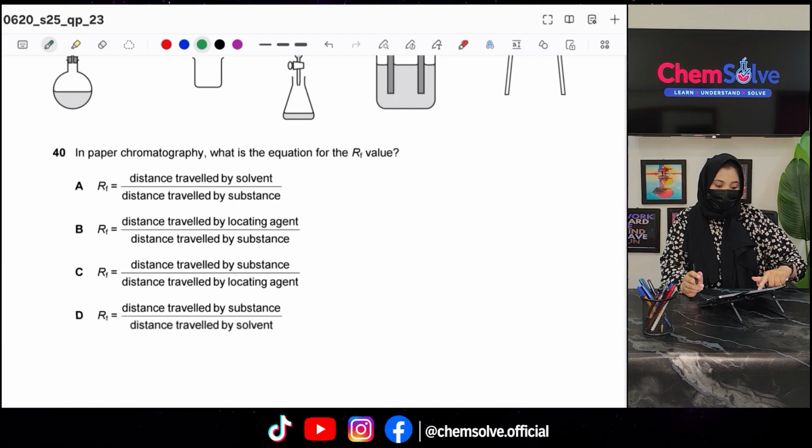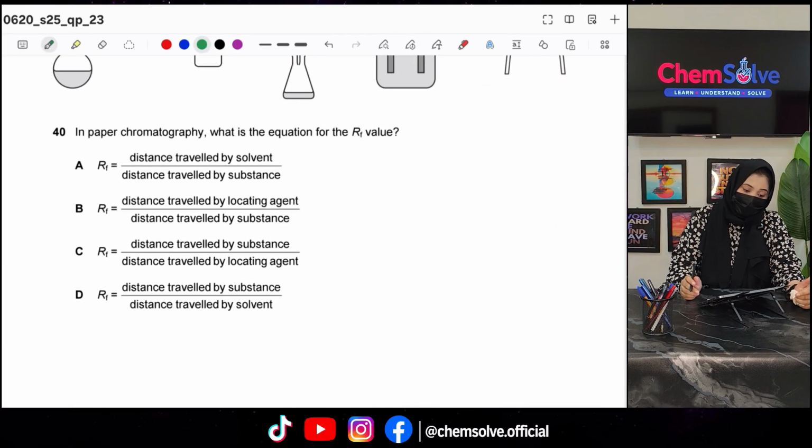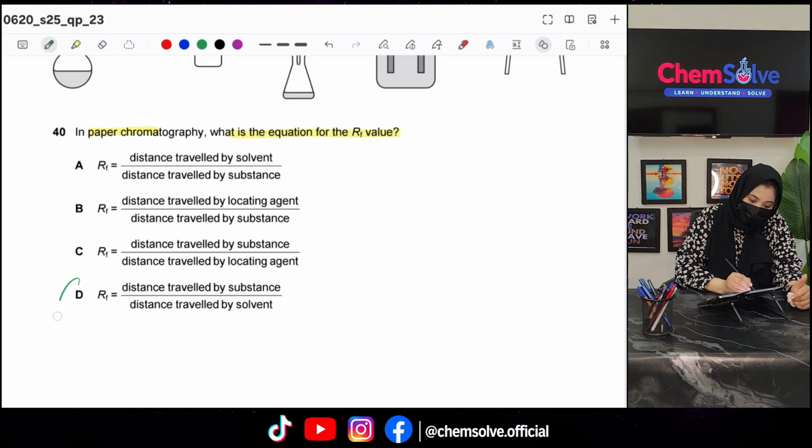Now the last question of this paper, question number 40. In paper chromatography, what is the equation for the Rf value? We know this. This is a fact. Distance traveled by the substance divided by distance traveled by the solvent. So just look for our correct option. So that would be option D.